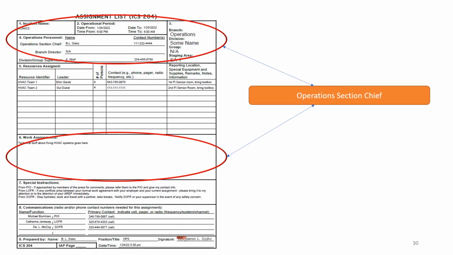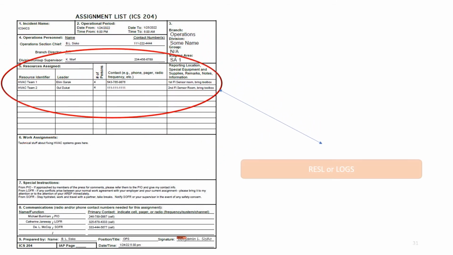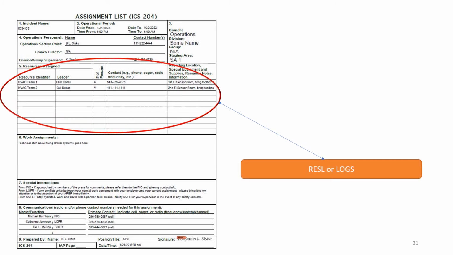Assignment list, ICS 204. This form is a collective effort. Different blocks are prepared by different members of the ICS team. For example, Operations Section Chief prepares the main header and the work assignment section. Resource Unit Leader or Logistics Section Chief, if Resource Unit Leader is not activated, prepares Assigned Resources block.